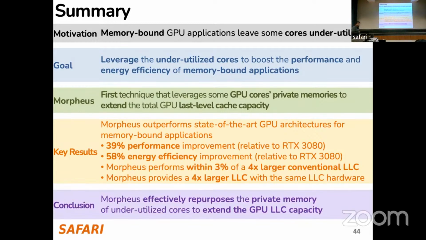So we conclude that Morpheus effectively repurposes the private memories of underutilized cores to extend the GPU LLC capacity.